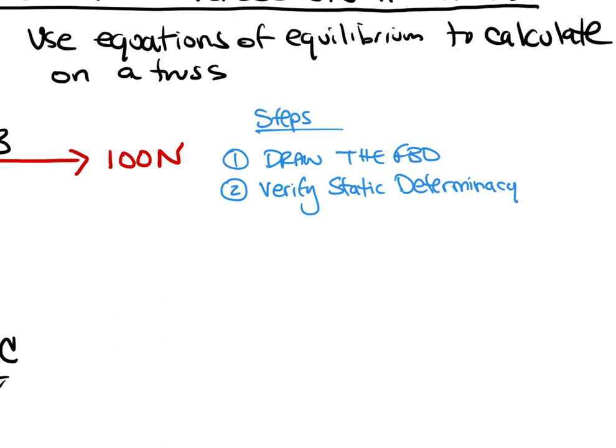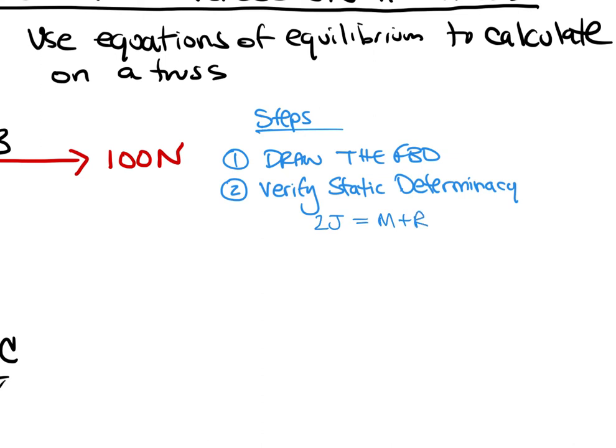So static determinacy is this. It tells you that you can actually solve the truss, that there's enough equations for the number of unknowns that you have. Okay? So the equation for that is pretty straightforward. 2j equals m plus r.